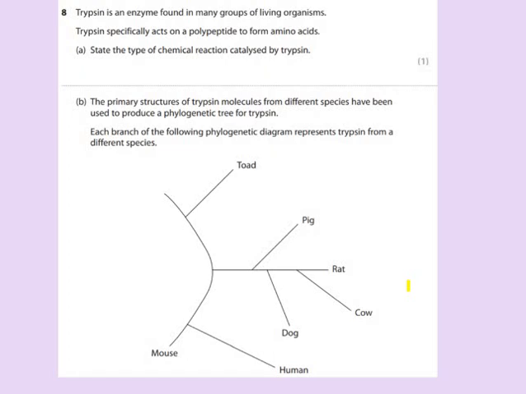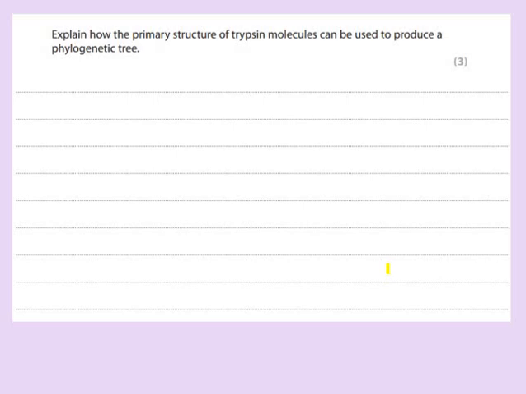Each branch of the following phylogenetic tree represents trypsin from a different species. Your question is, explain how the primary structure of trypsin molecules can be used to produce a phylogenetic tree. So how can we use primary structure to figure out how related organisms are?